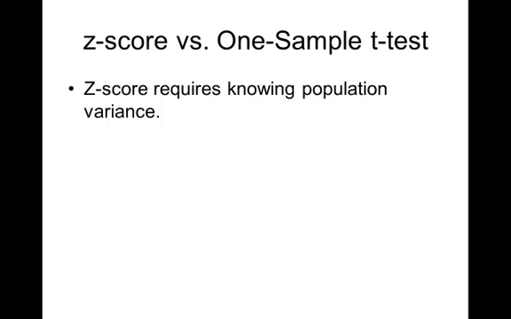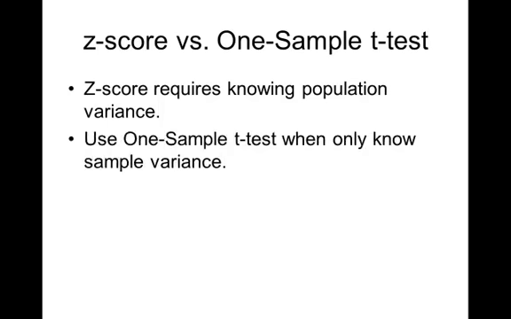Just to clarify the difference between the one sample t-test and the z-score that we looked at before, because the formula is going to look quite similar: a z-score can only be used when you know the population variance. And the reality is that we very rarely know anything about the actual population. Mostly we're going to be using samples to try to make some generalization about the population in inferential statistics. So you use the one sample t-test when you only know the sample variance as opposed to the population variance.